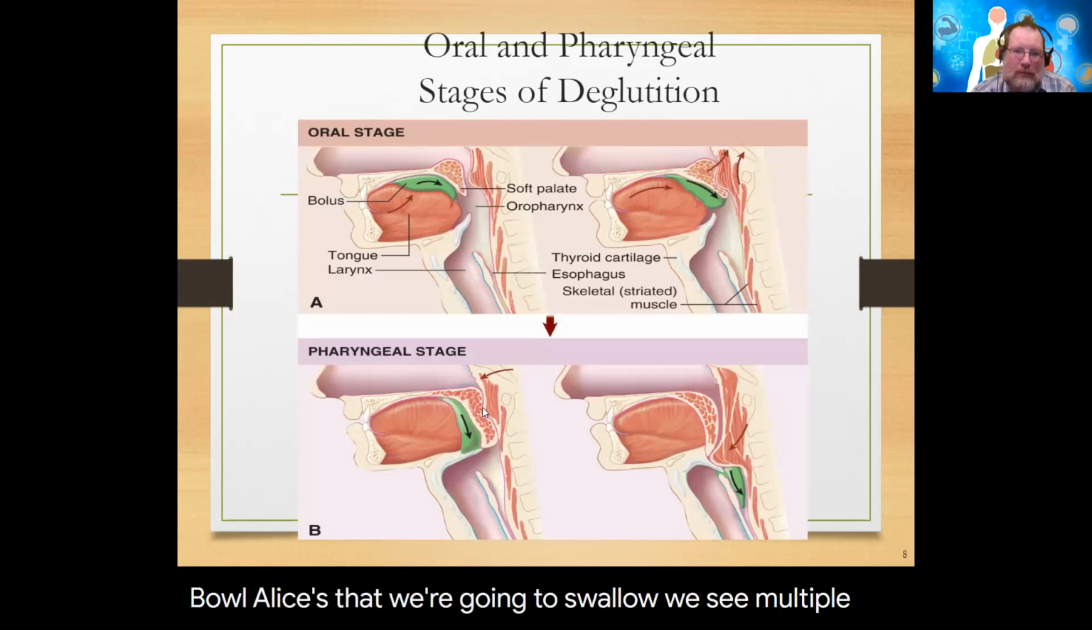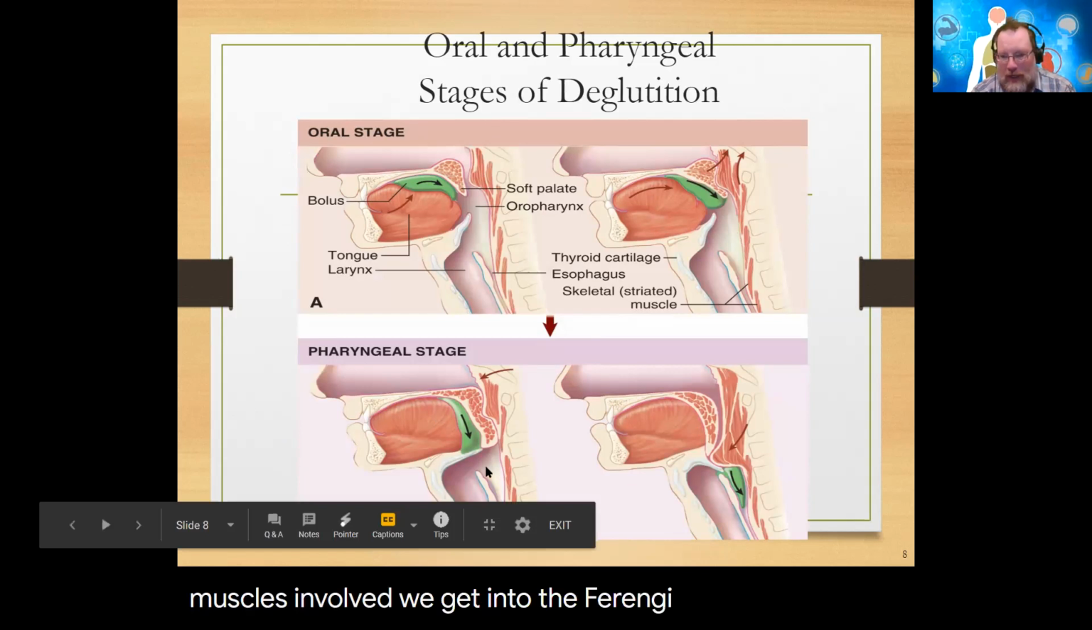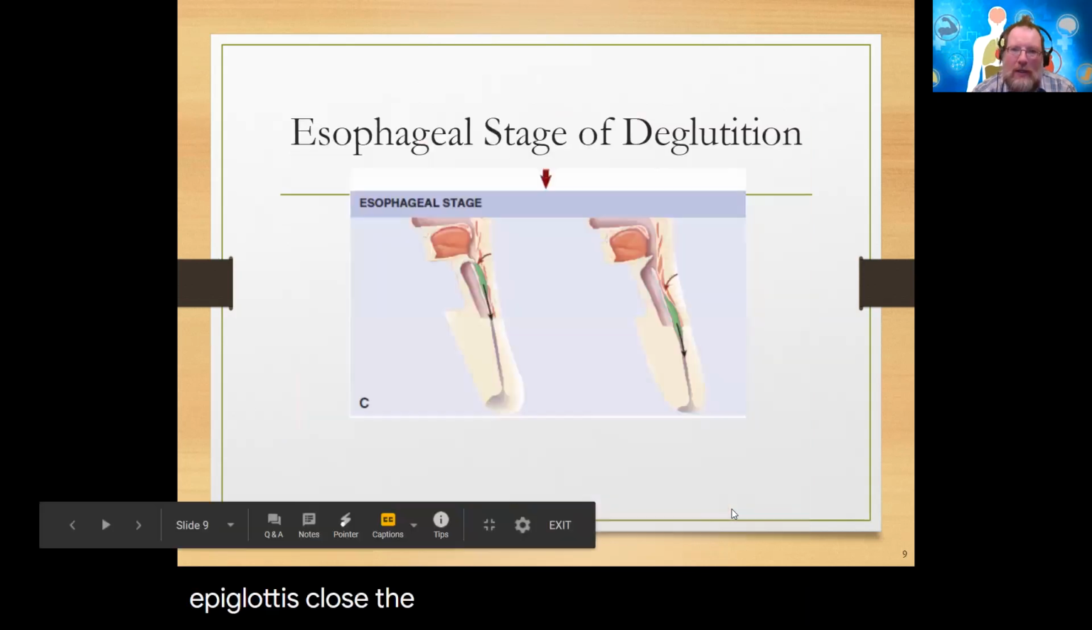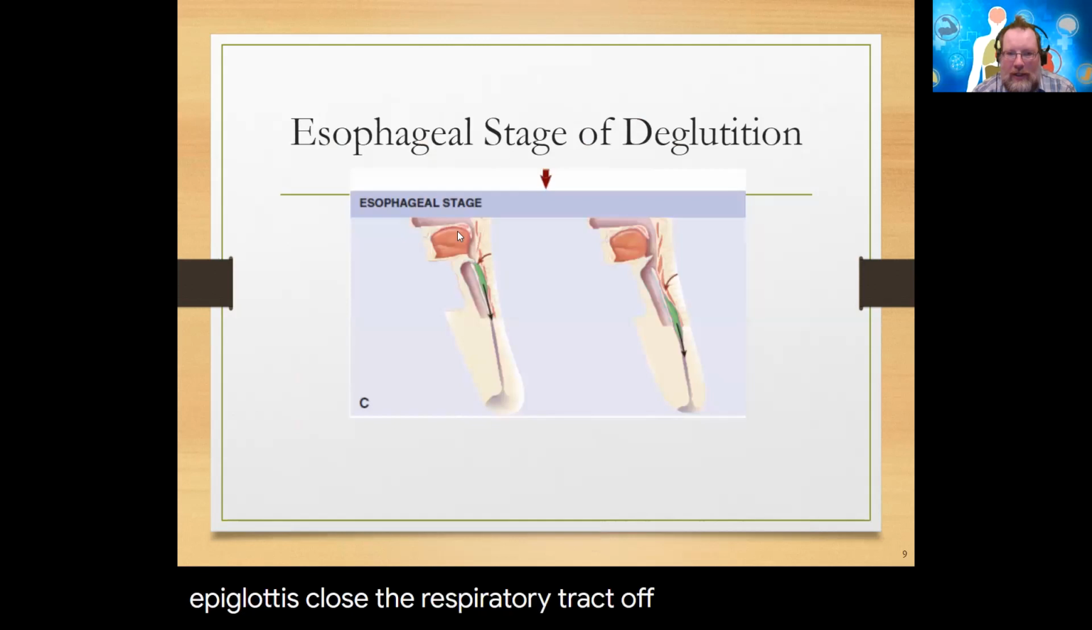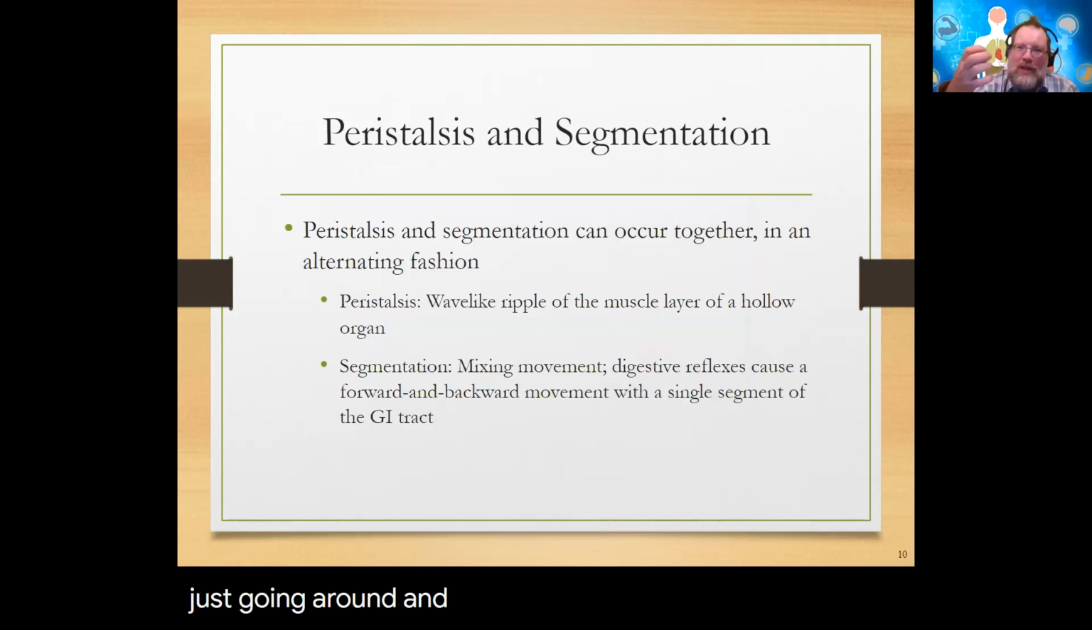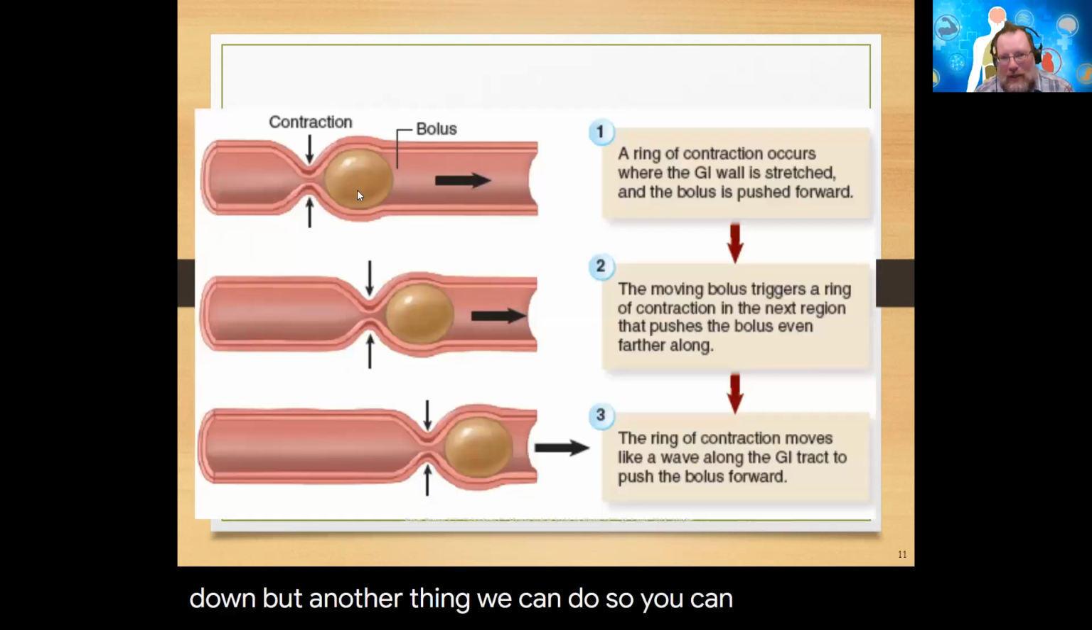We see multiple muscles involved. We get into the pharyngeal stage, and that epiglottis is going to close as the tongue presses down and pushes that bolus backwards. We're going to see that epiglottis close the respiratory tract off from the digestive tract, and then we can continue into that esophageal stage of deglutition and peristalsis. So part of peristalsis is kind of just going around and squeezing the bolus further down. But another thing we can do, so you can see the contraction behind the bolus to move it forward, that's peristalsis.